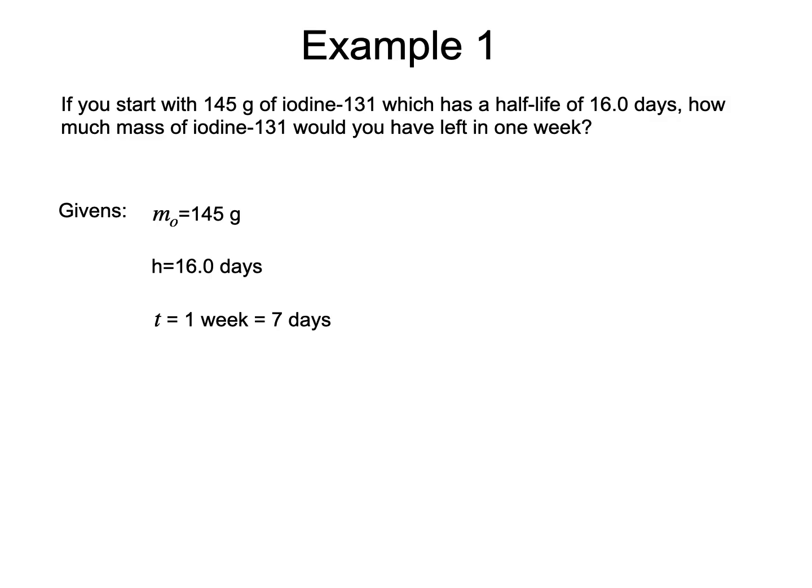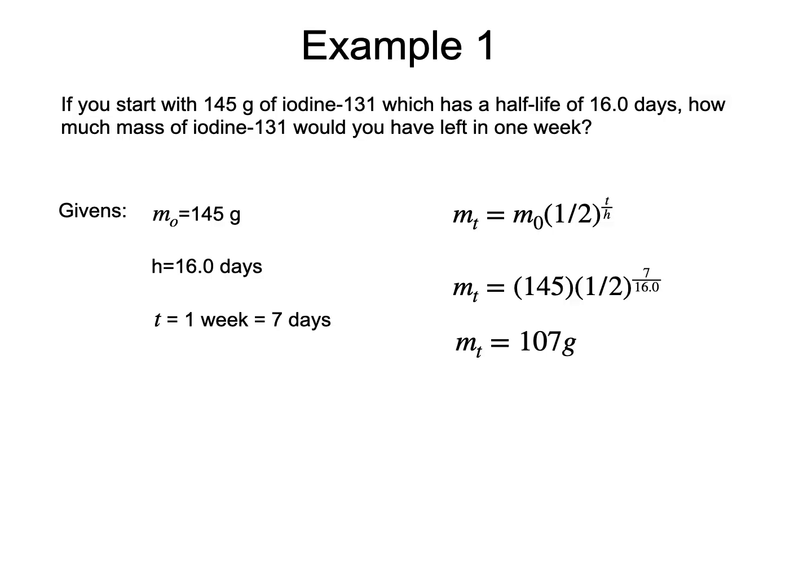We then use the equation for the time dependency of the amount of radioactive material. Since we are working with mass, we will modify it to account for that. Substituting the givens leads to this. Using a scientific calculator with the function x to the power of y, we get this numerical answer. This is the final answer.